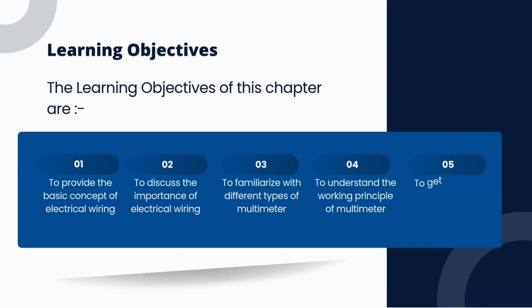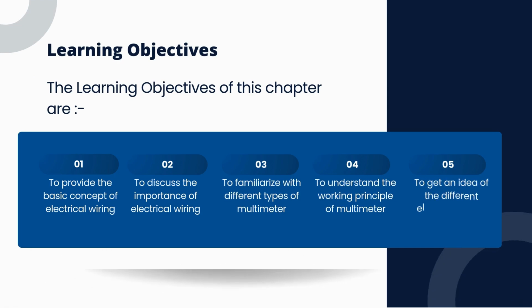The learning objectives of this chapter are to provide the basic concept of electrical wiring, to discuss the importance of electrical wiring, to familiarize with different types of multimeter, to understand the working principle of the multimeter, and to get an idea of the different electrical wiring instruments.